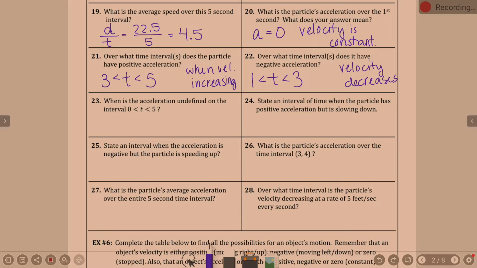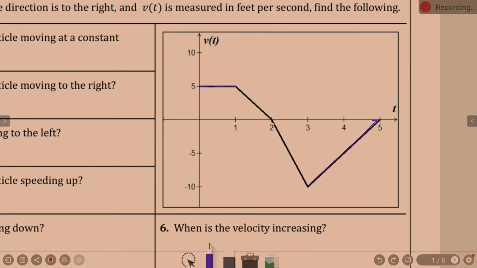When is the acceleration undefined from 0 to 5? Okay, at t equals 3. Why t equals 3? Okay, that's a sharp point, sharp cusp, whatever vocabulary you want to use there. So t equals 3. Where else? At 1. It's a different type of sharp point, but it's not a curve.